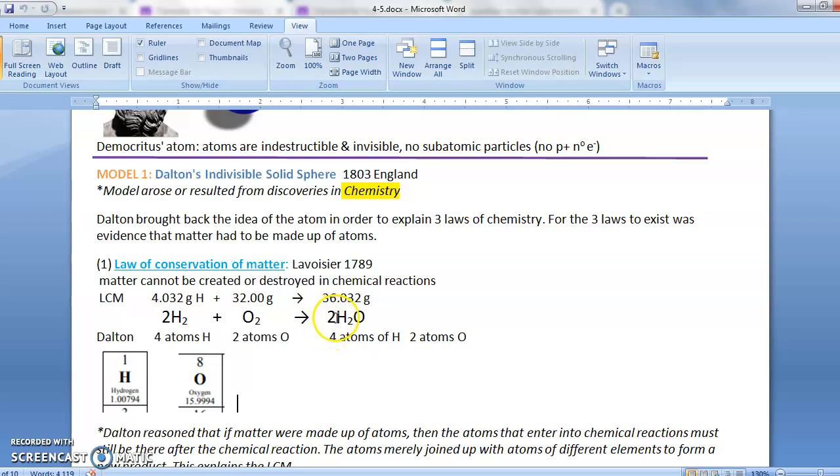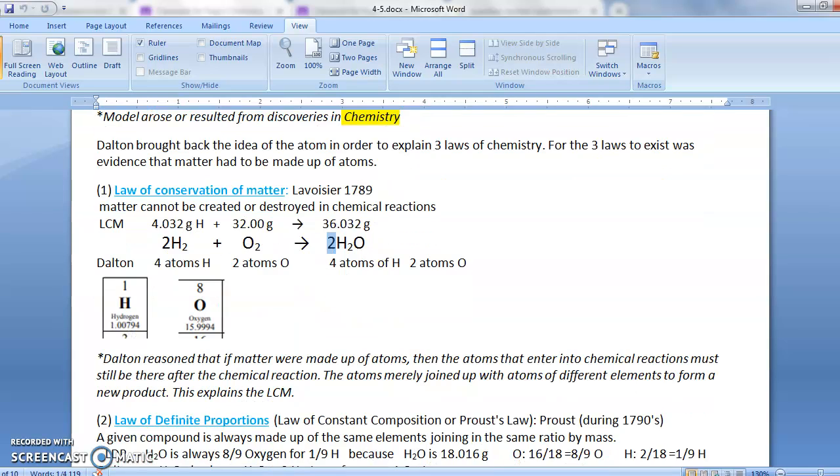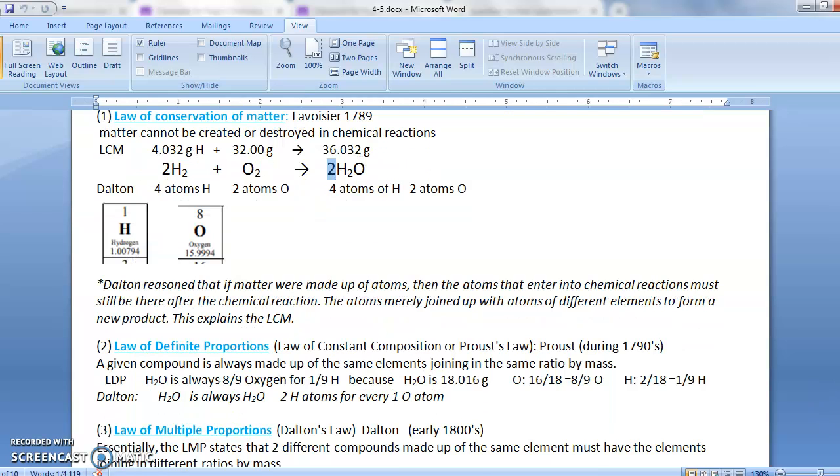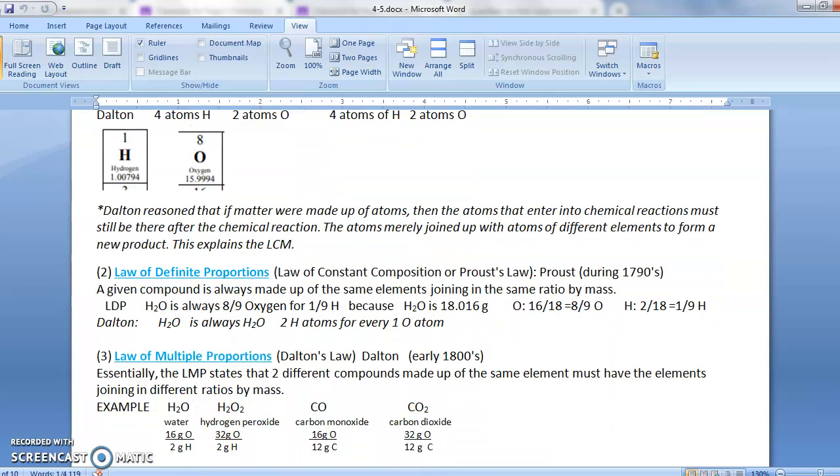2 H2O is what we made. 2 times 2 for hydrogen would be 4 atoms of hydrogen. The subscript for oxygen here is understood to be 1, and we have 2 molecules of water. Each molecule has 1 atom of oxygen. 2 times 1, 2 atoms of oxygen. Dalton would explain the law of conservation of matter by the fact that you can't destroy atoms in the chemical reaction. Whatever atoms go in must come out. This is how Dalton would explain it. He said it's the only way that this law would make sense.